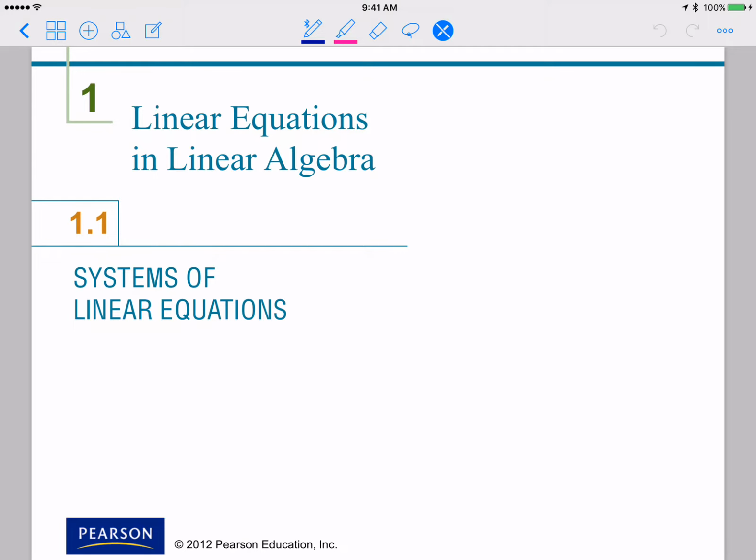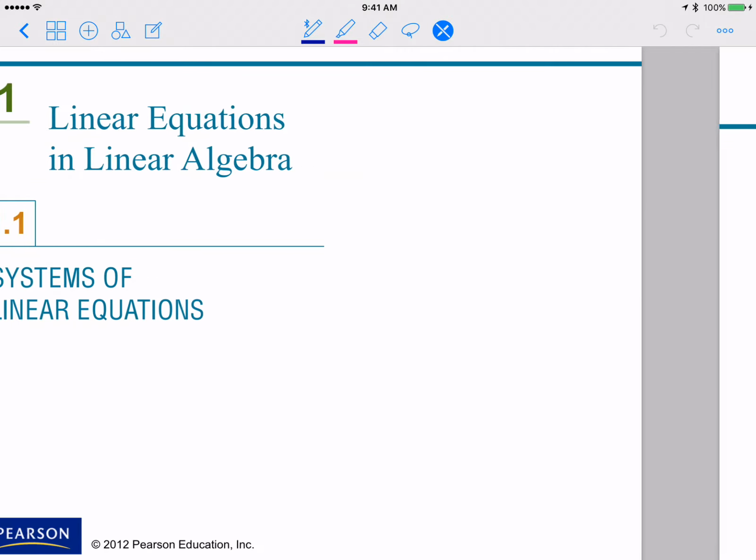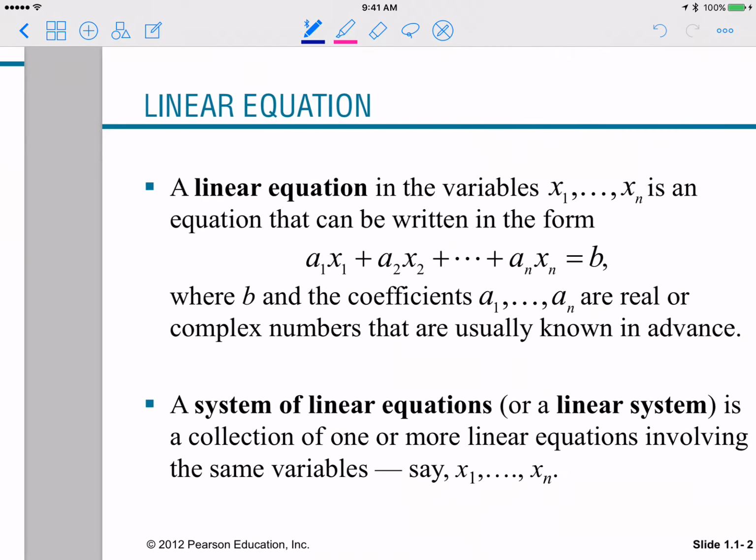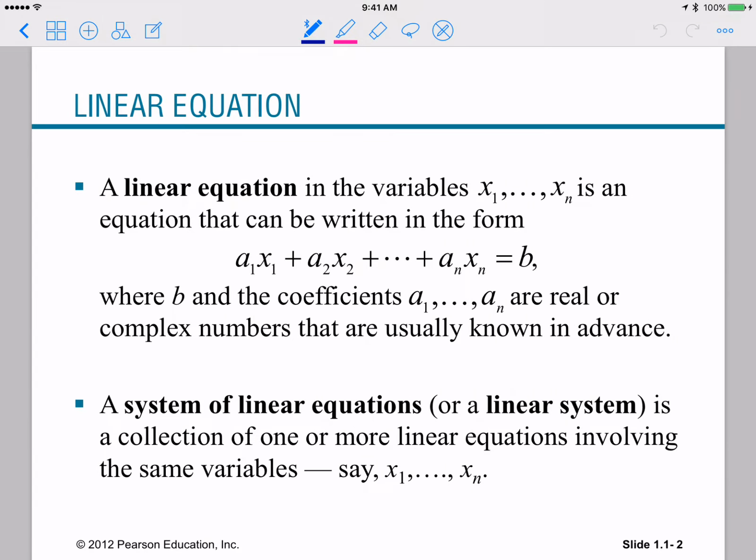A set of linear equations, and also solving these linear equations, is called a system of linear equations, or in short, a linear system. Okay, and then there are a few definitions that we have to be familiar with.